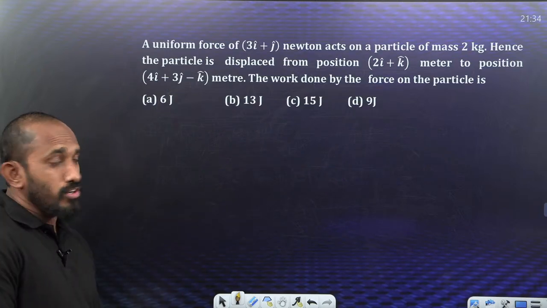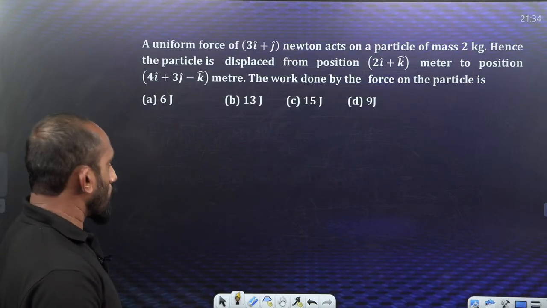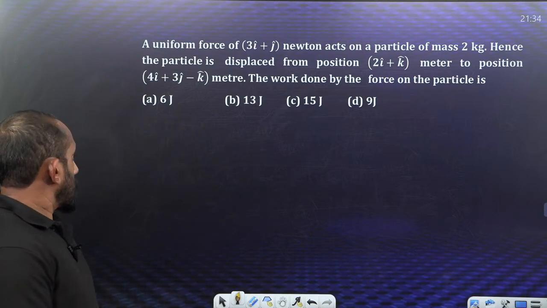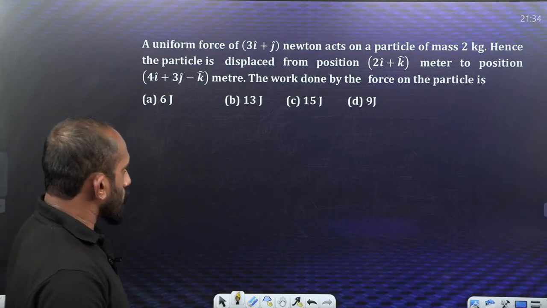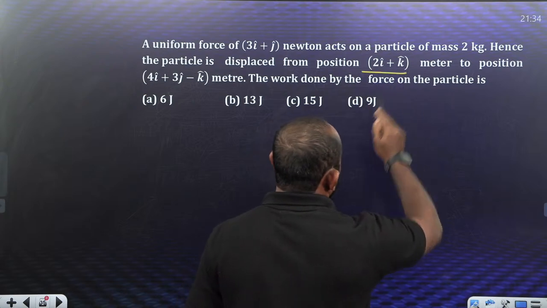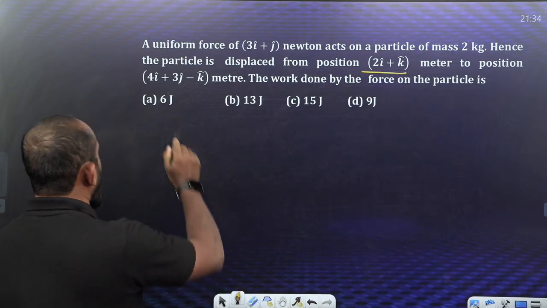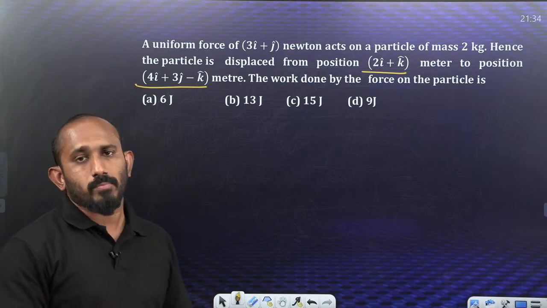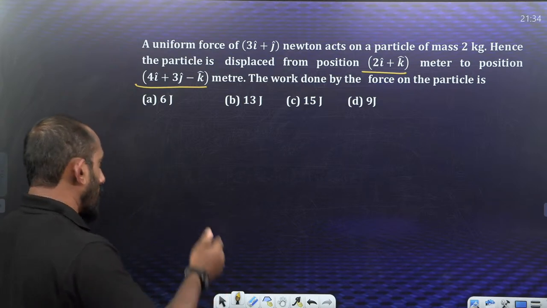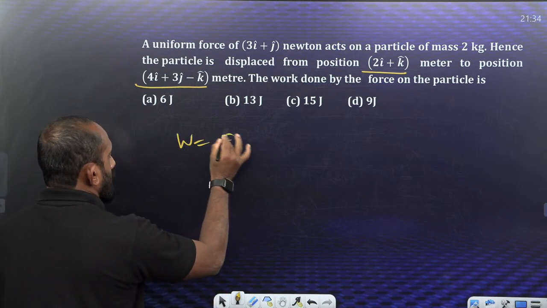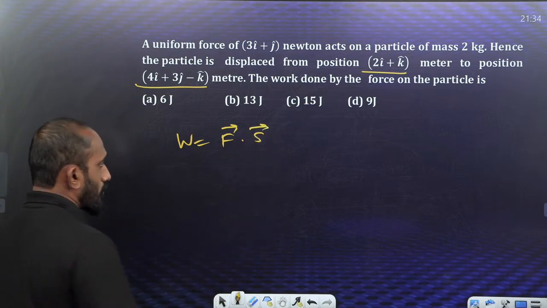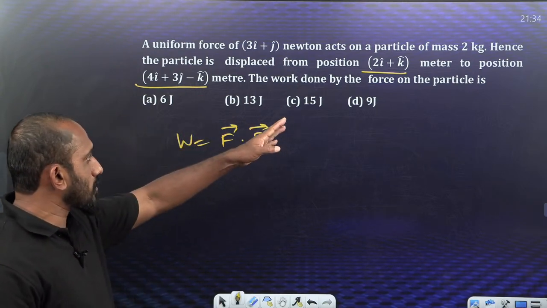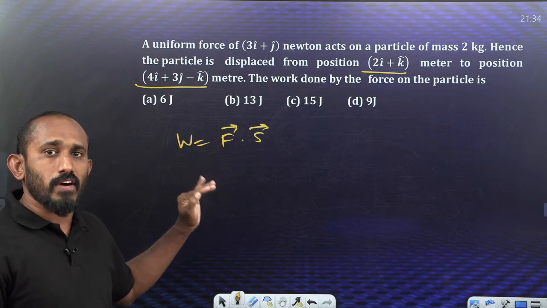A uniform force of 3i plus j newton acts on a particle of mass 2 kilogram. Hence, the particle is displaced from position 2i plus k meter to position 4i plus 3j minus k meter. The work done by the force on the particle is: work done W is equal to vector F dot S. Force dot displacement. So initial position is given, final position also given. You have to find the displacement.